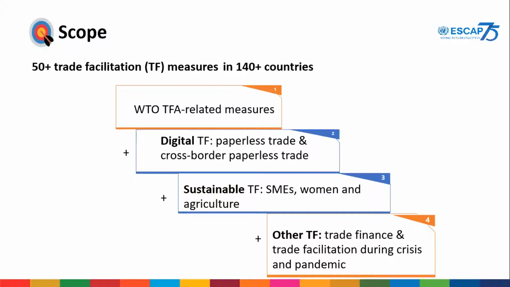In addition to this, we have added two additional trade facilitation measure groups. One is trade finance, which is vital for overcoming barriers, especially for SMEs and some specific and marginalized groups in global supply chains. The other is trade facilitation during crisis and pandemic. This last one was added in light of the COVID-19 pandemic, of course. However, we are really focusing on how we can ensure that future trade facilitation measures prevent or minimize disruption from crises and pandemics, not only limited to COVID-19.